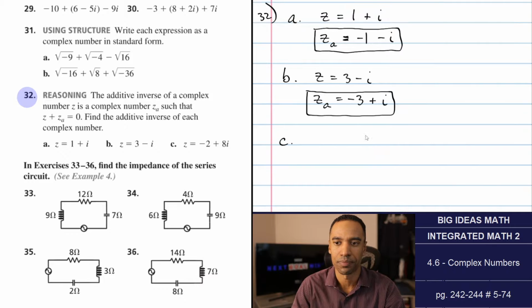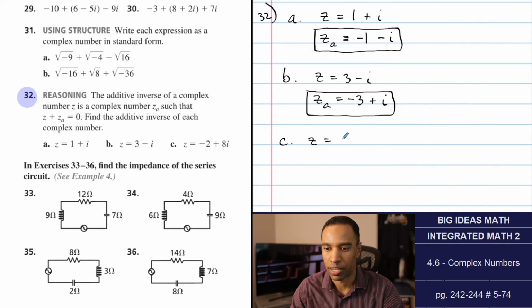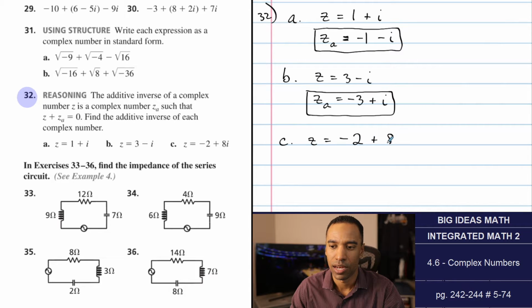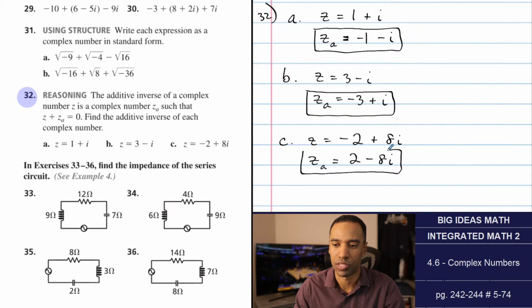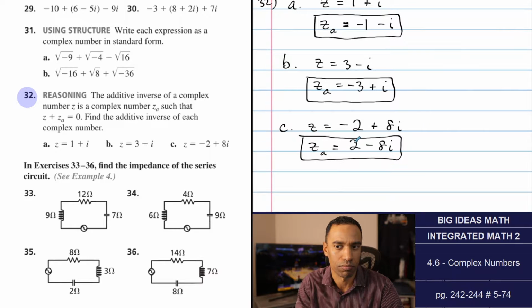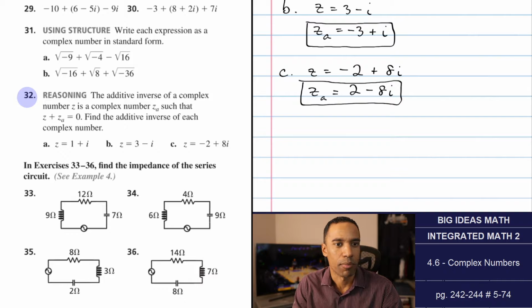And then C. See, these aren't challenge problems. It's reasoning. They're making sure that you can reason with what you're looking at. Negative 2 plus 8i, and this z sub a would then be positive 2 minus 8i. So when you combine that, you get 0 out with its additive inverse. And that's what additive inverses are, the opposite sign. Okay, that was number 32.